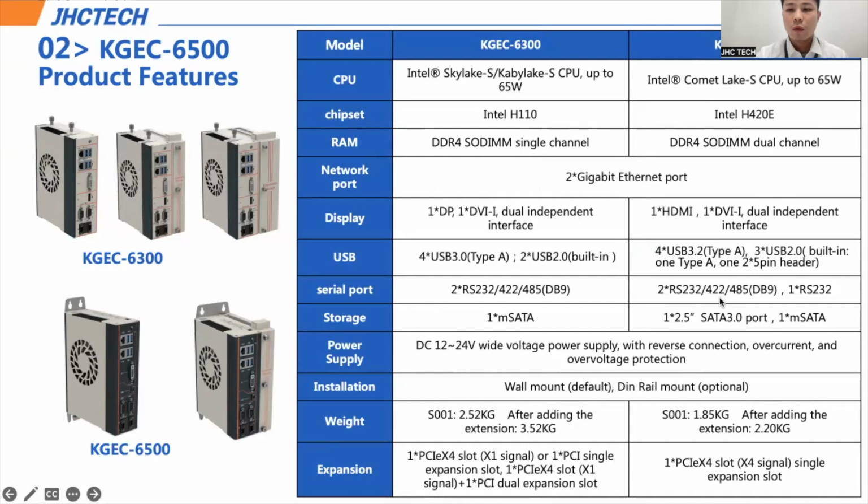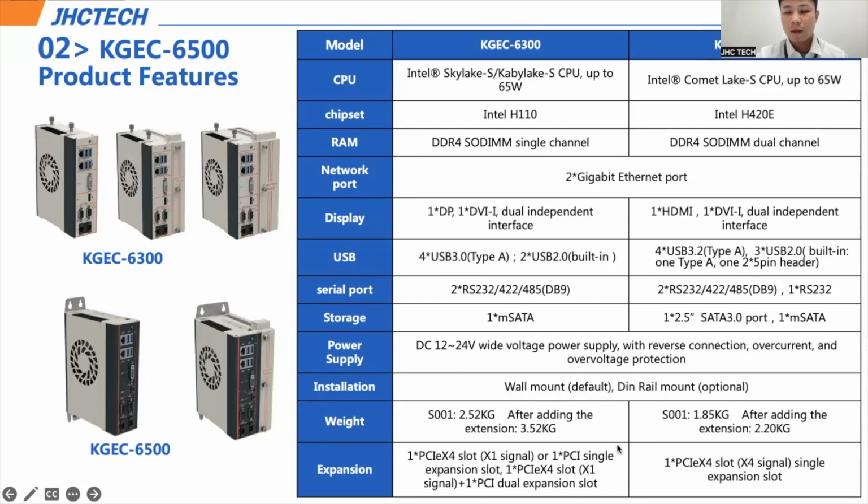It can support two COM ports on the front panel, and there is 1 serial port on the motherboard. The KGEC-6500 can support 1 2.5-inch drive and 1 mSATA storage, but the 6300 can only support 1 mSATA storage. The power supply is the same for both, with DC 12 to 24 volt wide power input. And there are 2 installation methods, wall mounting and DIN mounting.